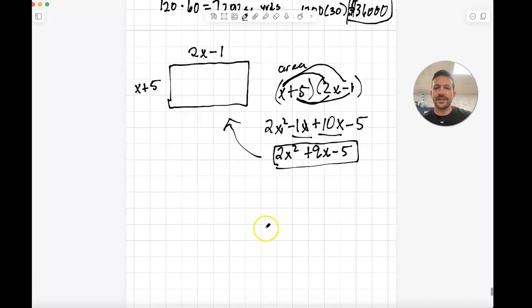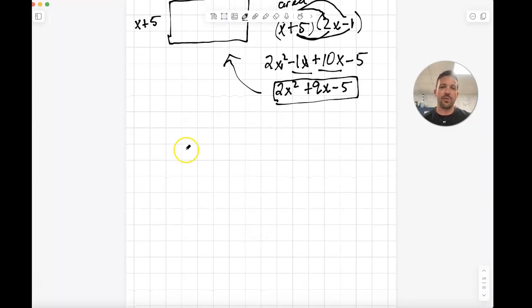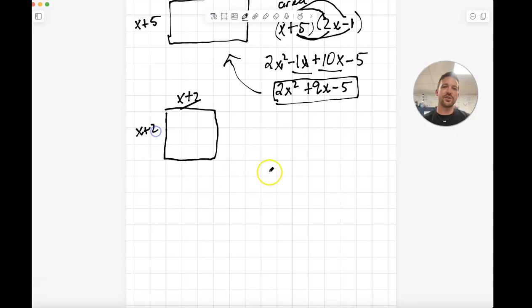Okay, let's do one with just maybe one variable. Let's say you got a square, and they just give you one of the side lengths. Let's say it's x plus 2. How would you figure out the area of that one? Well, you'd say this side is also x plus 2, right? So you do x plus 2 times x plus 2.